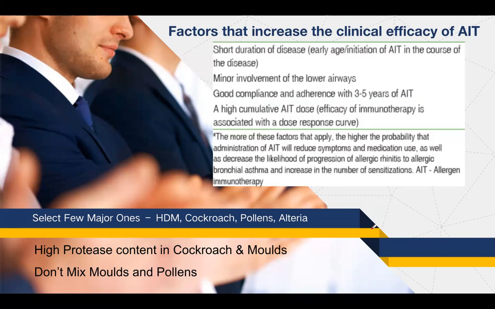Cockroach antigen and molds like Alternaria have very high protease content. So if we mix molds and dust mite, what happens? The dust mite protein in that particular vaccine will be degraded by the protease present in the molds. Similarly, we should not mix molds with pollens, as that will decrease the efficacy of the pollens.